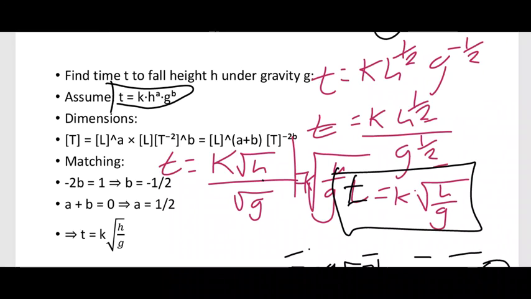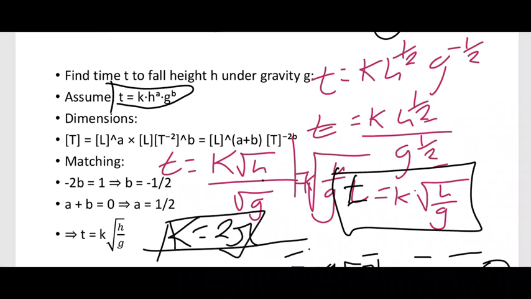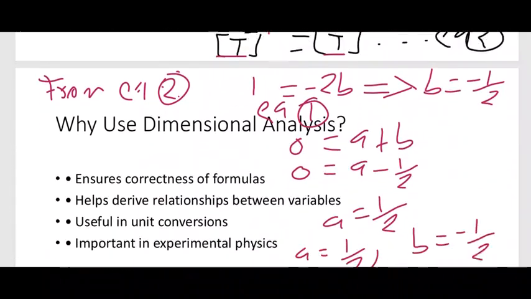And this equation is actually the period of a pendulum. And k, which is a constant, is 2 pi. So which means you've derived that same equation. So you can derive the formula from dimensional analysis.